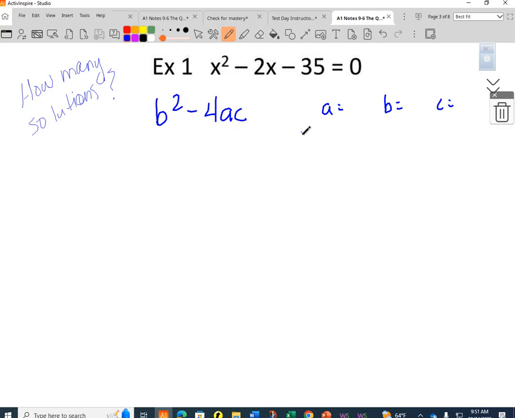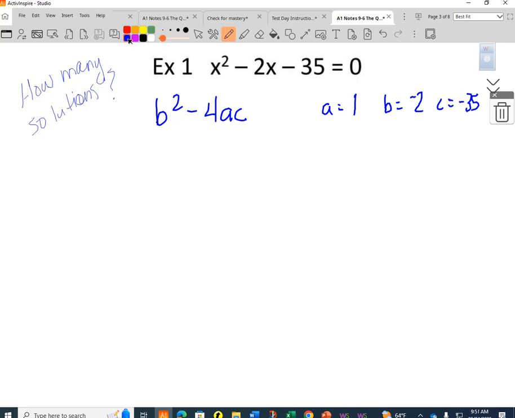Is this quadratic equation in standard form? What do you think, Lee? Yes. It is. You're exactly right. Standard form is ax squared plus bx plus c equals 0, so this one is. So what is our a? Very good. What is our b? Negative 2. No x's going here, right? And what is our c? Negative 35. That's right. That's important.